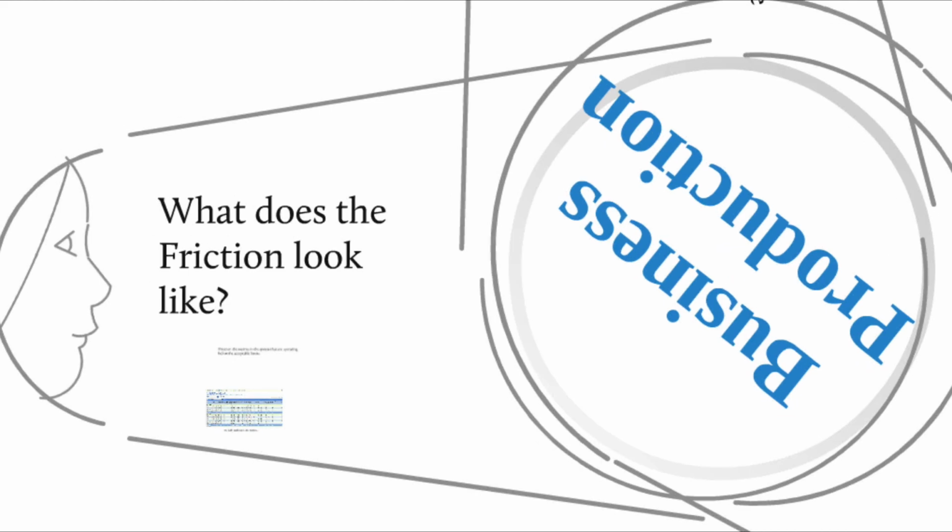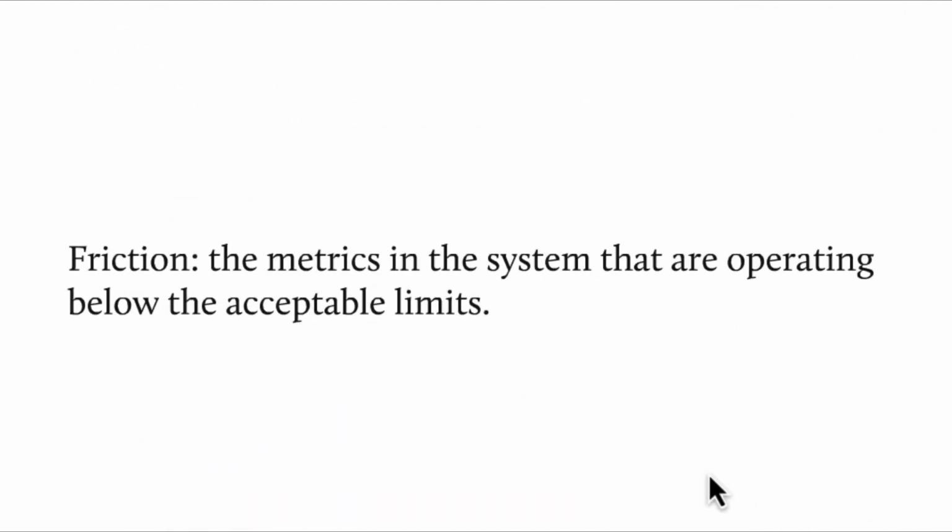Next up, we have this concept of friction. Friction is a measurement of the metrics in the system that are operating below acceptable limits. And a broader way to look at this is that friction is measuring the performance of the processes. So previously I explained that there's money, but how is the money moving? What's moving the money? It's processes. And what this is saying is that within every process, there's friction.